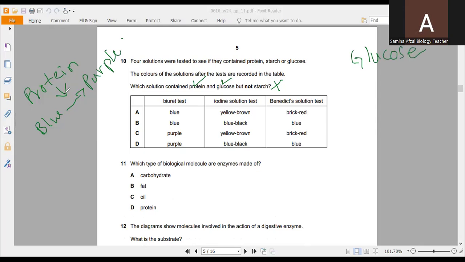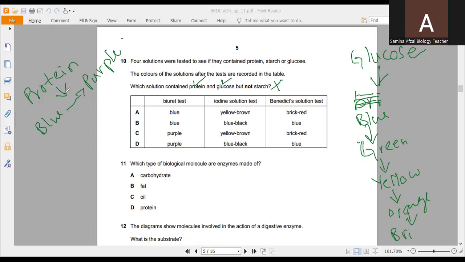and we make use of Benedict solution, the color is changed from blue to green, green to yellow, and from yellow to orange, and the final color is brick red. So now we have to find out these two colors.